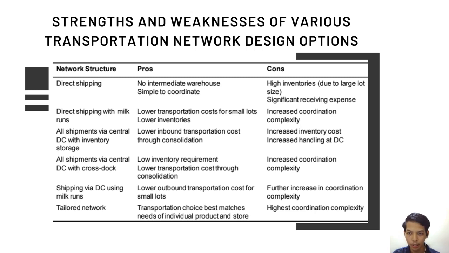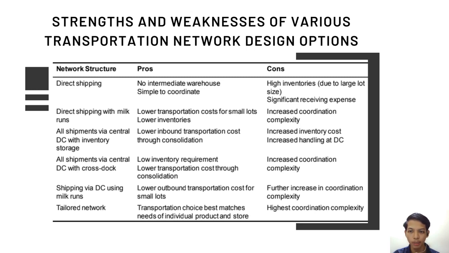Third, all shipments via central DC with inventory storage. Products are transported from suppliers to a main distribution hub where they are kept until they are required by customers, at which point they are transported to each of their locations. Lower inbound transportation costs due to consolidation are an advantage. The drawbacks include handling at the distribution center and higher inventory costs.